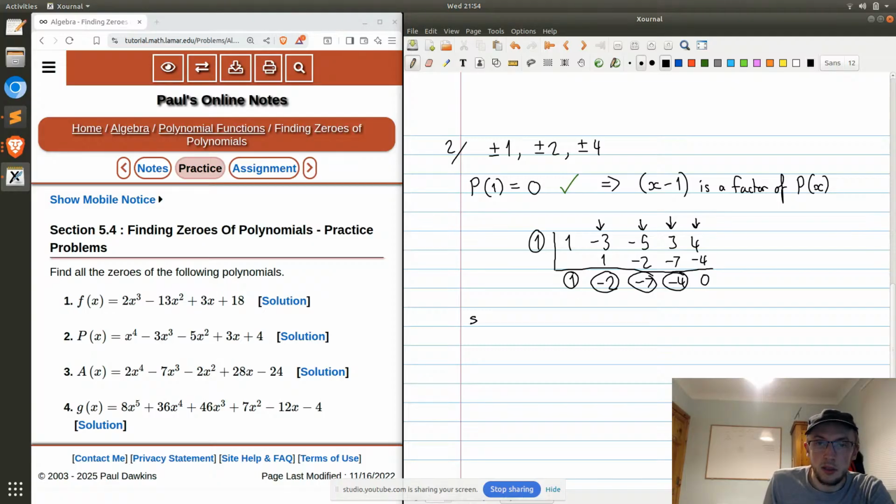So now, p of x can be written as x minus 1, and then open brackets, and we're going to write a cubic next. So it's going to be x cubed minus 2x squared minus 7x minus 4.